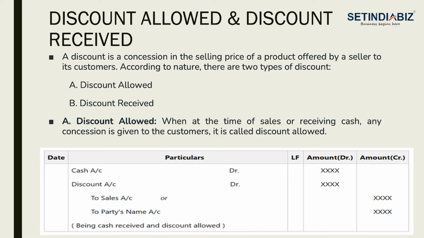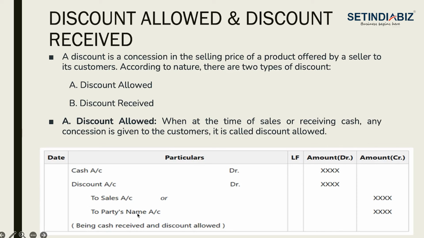According to nature, there are two types of discount: discount allowed and discount received. Discount allowed when I am the seller. Discount received when I am the purchaser. So discount allowed is when, at the time of sales or receiving cash, any concession is given to the customers. It is called discount allowed.